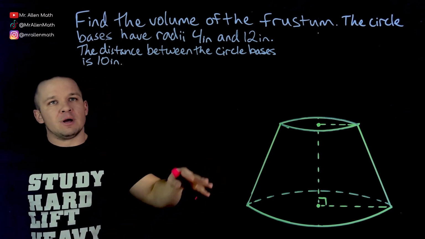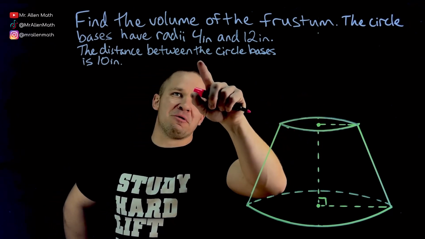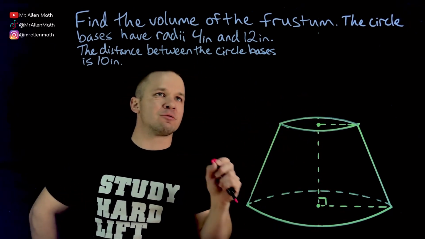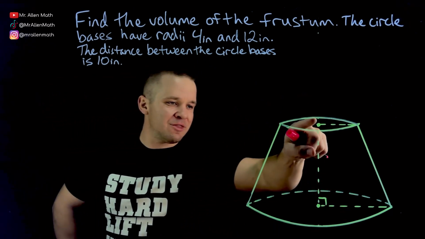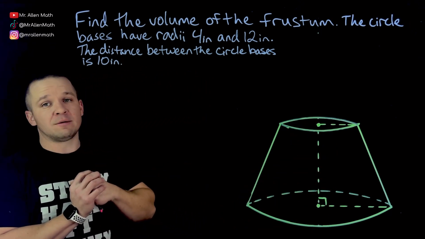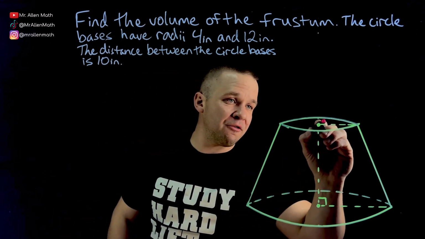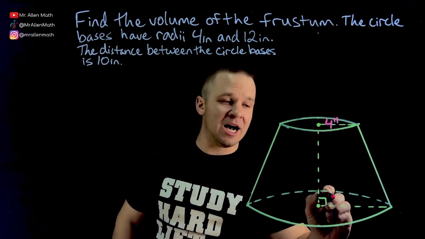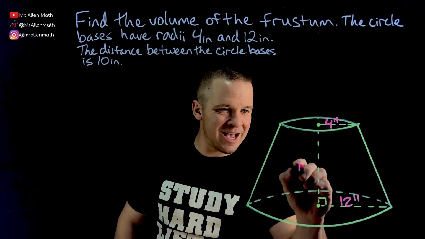Hopefully. Anywho, the top circle has a radius of 4 inches. The bottom has a radius of 12 inches, and the distance between these two is 10 inches. All right, well, let's get to work. So I've got 4 inches, 12 inches, and 10 inches.